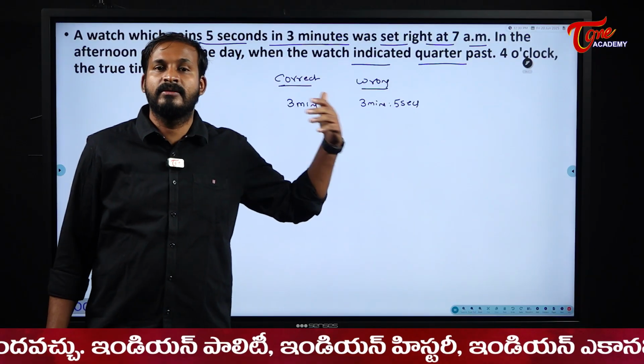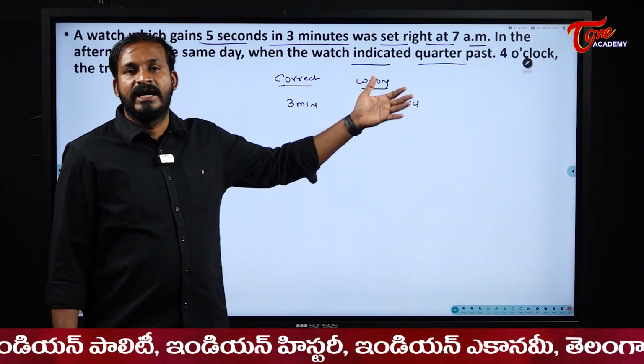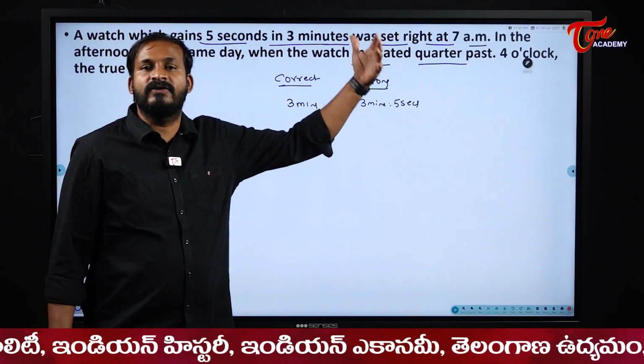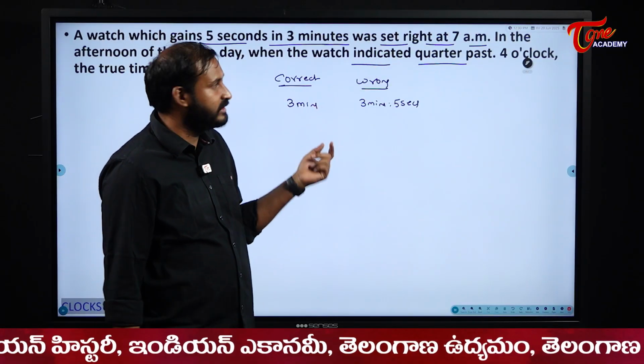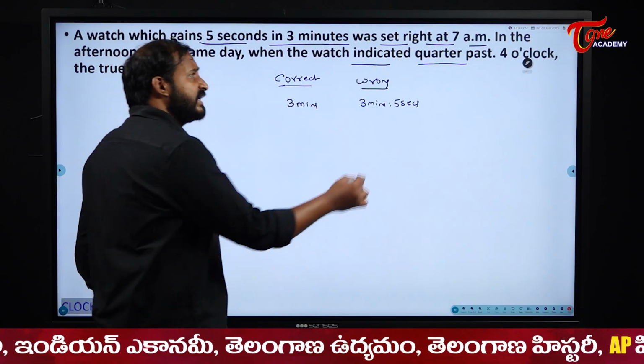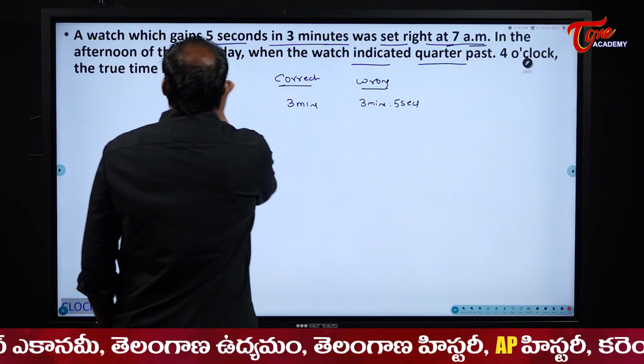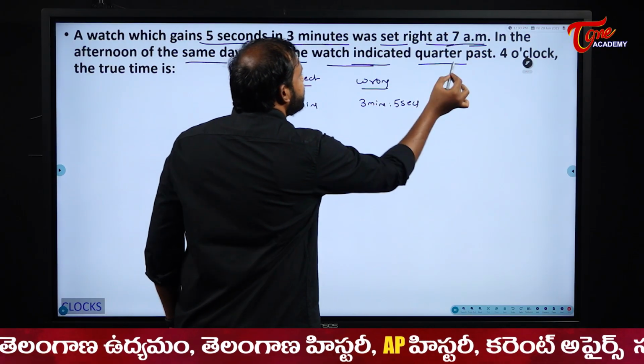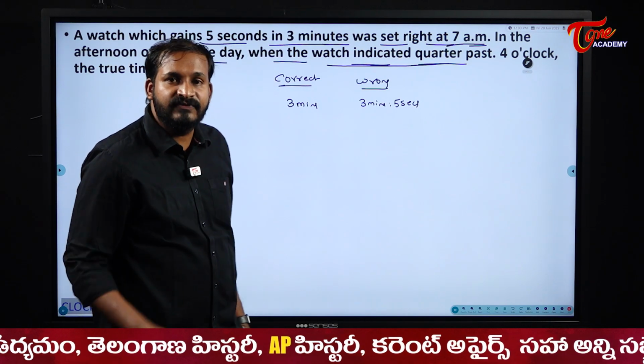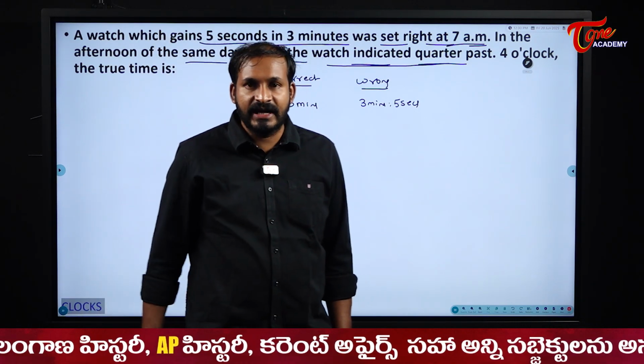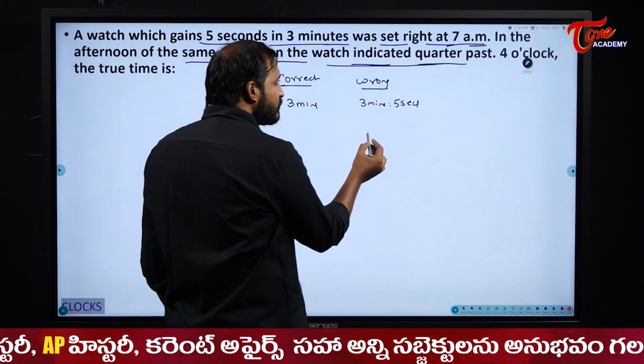Earlier in our previous problems we took it for 24 hours, because it was gaining or losing accordingly for 24 hours. Here it is for just 3 minutes. Now, it was set right at 7 a.m. Then it was in the afternoon of the same day when the watch indicated quarter past 4 o'clock. Quarter past 4 means what, students? 4:15, right? Now the wrong clock is showing what?